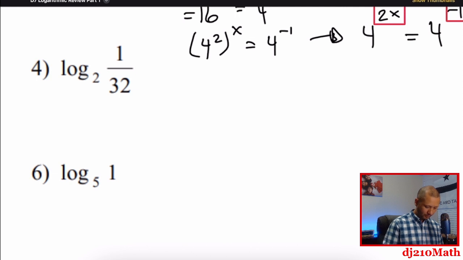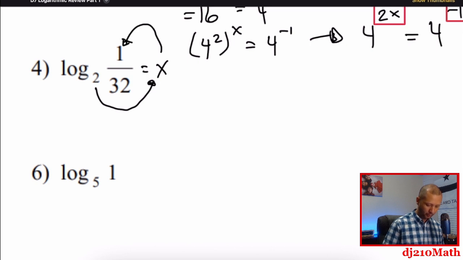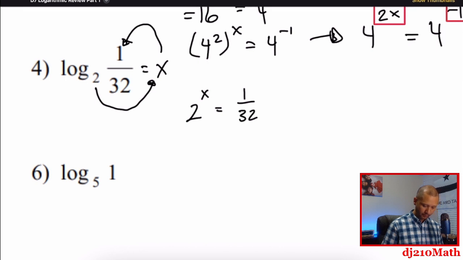Okay, number 4. 2 to what power is equal to 1 over 32? The 32 can come up, so the exponent is going to be negative. So 2 to the what power is 32? 2 times 2 is 4, times 2 is 8, times 2 is 16, times 2 is 32. So 5. So x is equal to negative 5.